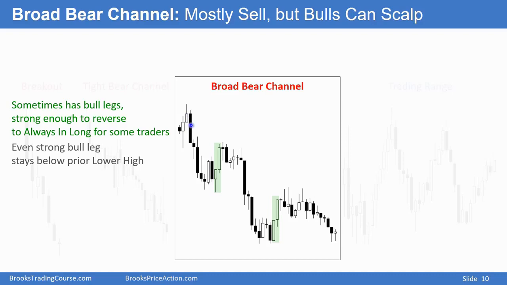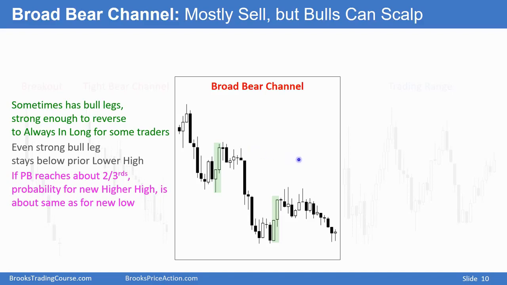Now, in general, as long as it's in a bear trend, any kind of bear trend, tight channel, breakout, broad bear channel, the probability is the market's going lower. And for a broad bear channel like this, as long as a pullback stays below maybe 2/3 of the height of the prior sell-off, the probability is the market's going lower. If the pullback goes up maybe 2/3 of the height of the prior sell-off, if the pullback goes all the way up here, it becomes 50-50 whether or not it's going to go lower or go higher.